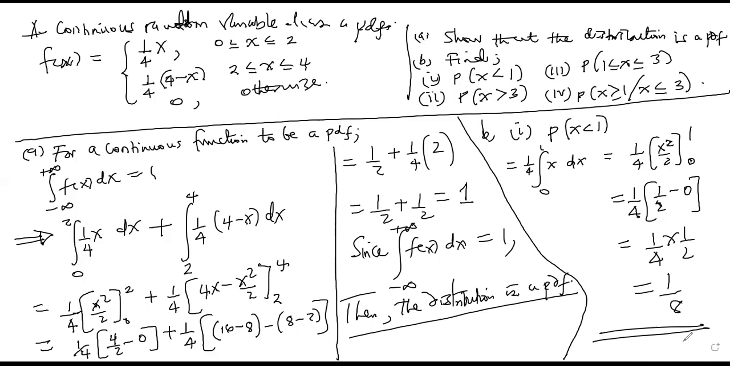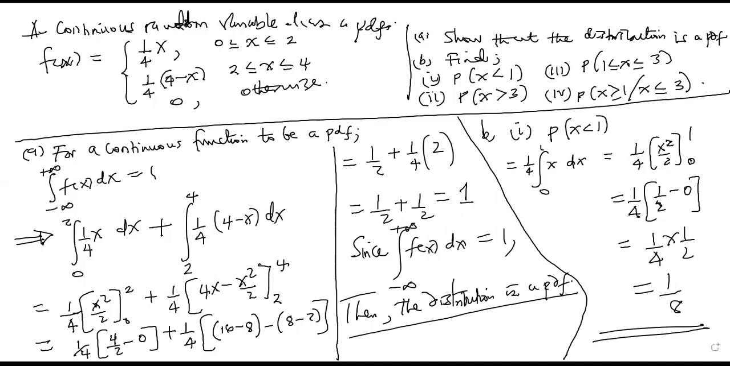Then 2, they want probability of x greater than 3. If x is to be greater than 3, it means that you start from 3 and end somewhere, so it will be 3 to 4. Now don't come to the first range. It will be 3 to 4.